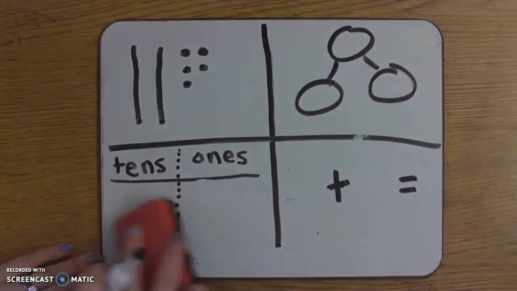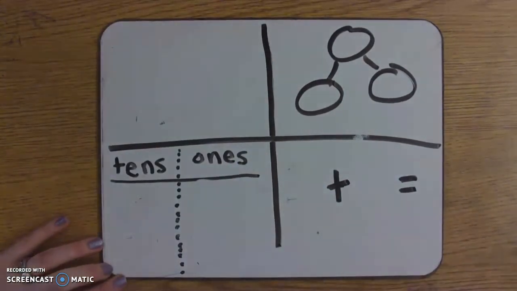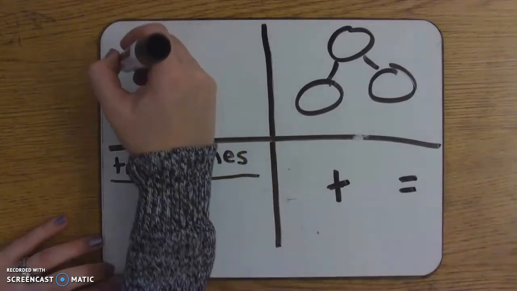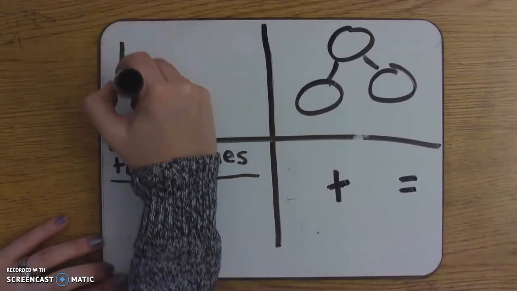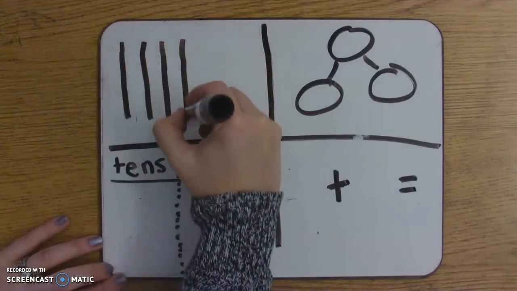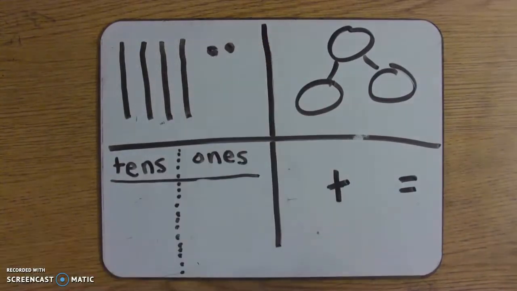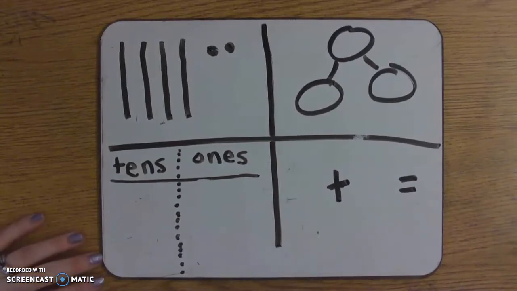I'm going to give you a number, and this time I want to see if you can fill in all 4 squares and then come back and check your work with me. I'm going to draw a number: 2, 3, 4, and 2. All right, pause the video. See if you can fill in all our boxes and then come on back.